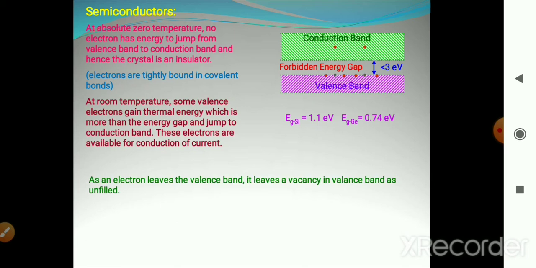Now, when an electron jumps from valence band to conduction band, it leaves a vacancy of electron in valence band. This vacancy is treated as a positive charge and it is called hole.